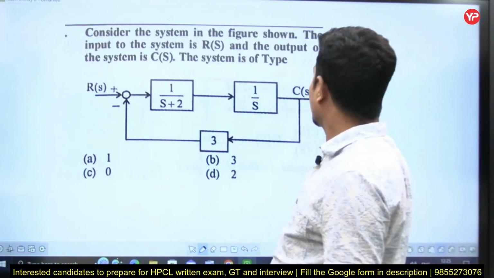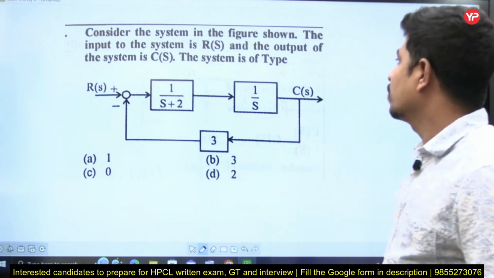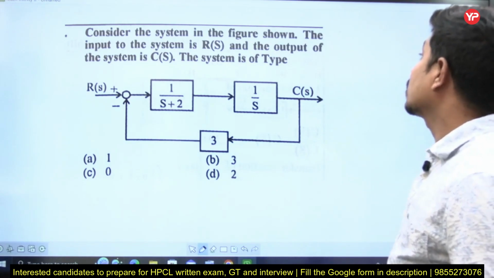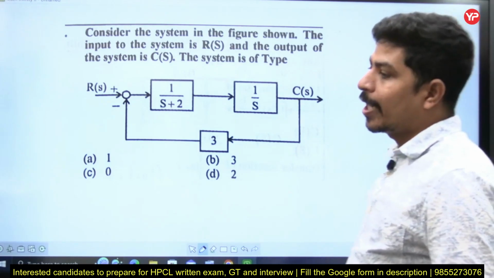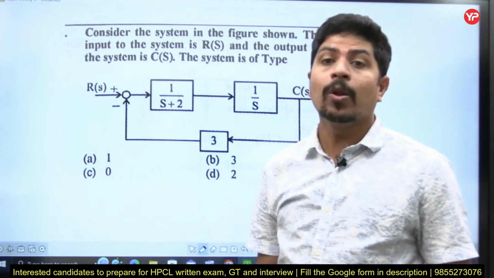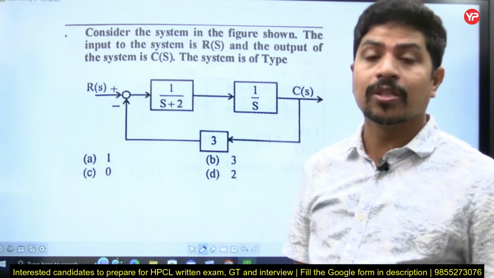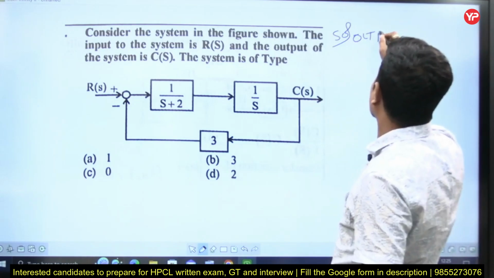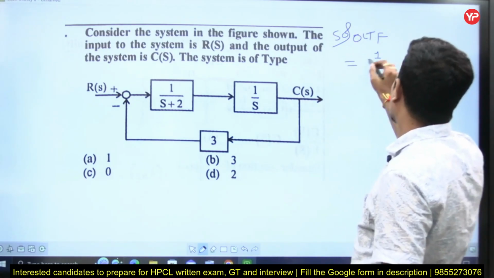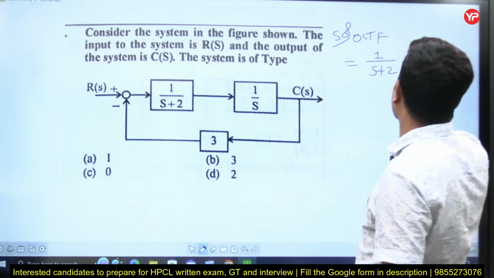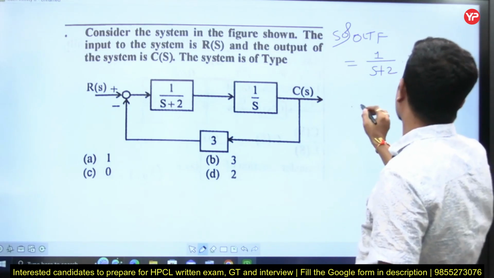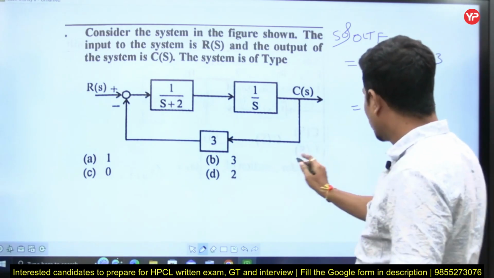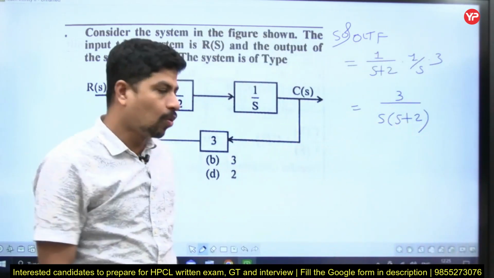Consider the system in the figure shown. The input to the system is R(S) and the output of the system is C(S). The system is of type. Type means the number of open loop poles which are present at the origin. So I have to get its open loop transfer function. What is the open loop transfer function? That is equal to 1 by S plus 2 into 1 by S into 3, that is equal to 3 by S into S plus 2.